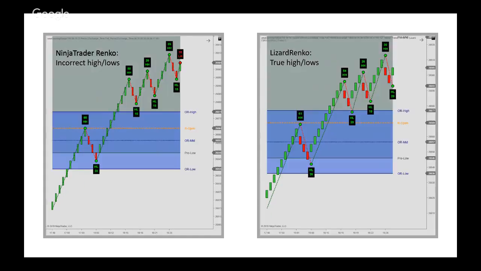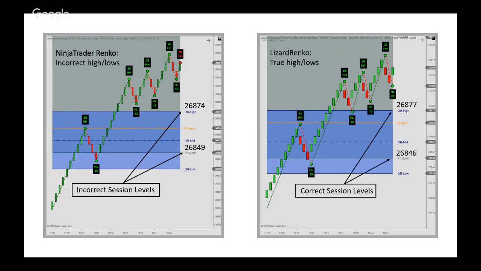the default NinjaTrader indicators, and many other third-party indicators as well, because they will not plot correctly. If we look at the opening range here, you will see that you will not get the correct session levels here. You will not get the correct opening range or the pre-session level. And so we see here the NinjaTrader Renko returns opening range high plot at 26.874. And the pre-session low here was 26.849.